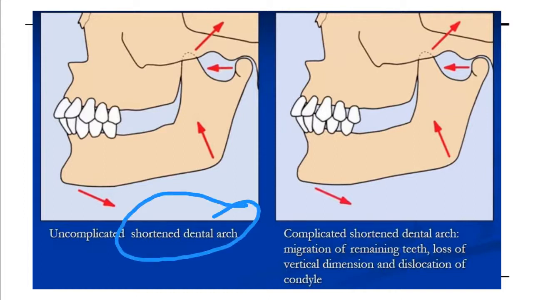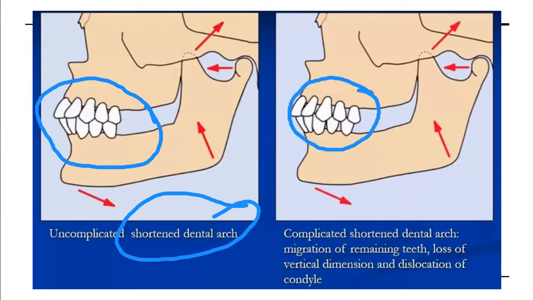So here, if you observe this photograph carefully, concentrate on the anterior teeth. In the anterior teeth, there are no spaces. But if you observe the second photograph here, concentrate on the anteriors, you have spacing. There is migration of the anterior teeth slightly distally to occupy the free space which is available posterior to the remaining natural teeth. So this is what is called a complicated shortened dental arch. So this is the difference between an uncomplicated shortened dental arch and a complicated shortened dental arch, right?